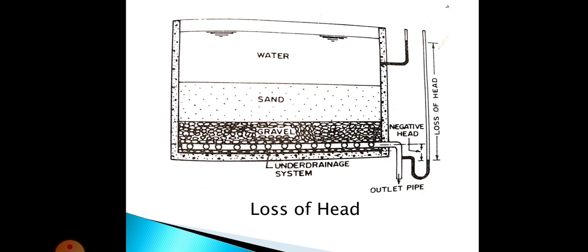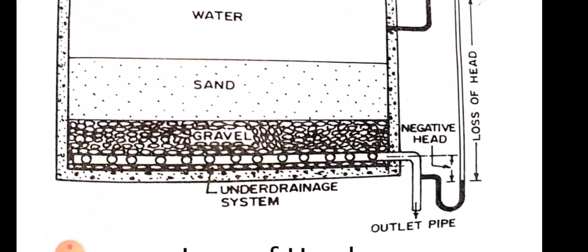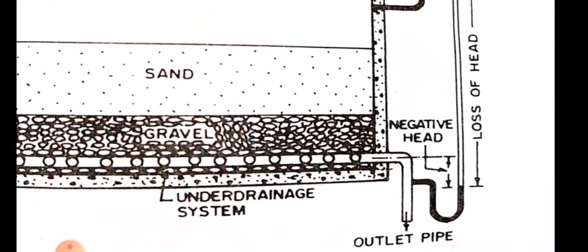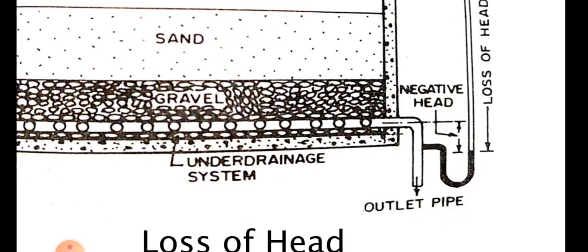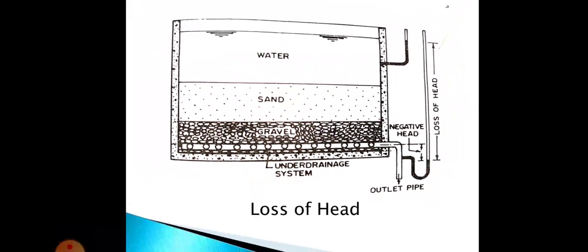So instead of filtration occurring, when the negative head develops, the water will be sucked by the filter media. And as shown in this figure, the negative head is actually the fall of the liquid level in the piezometric tube. So you can see here the liquid level in the piezometric tube has fallen below the center line of the under drainage system. Due to the development of a negative head, the liquid in the piezometric tube will fall below this line, and the dissolved gases and air will be released, and that will fill the pores of the filter and the under drainage system.